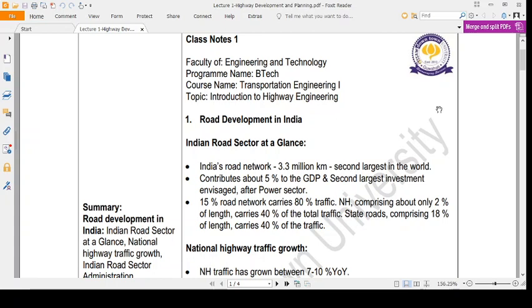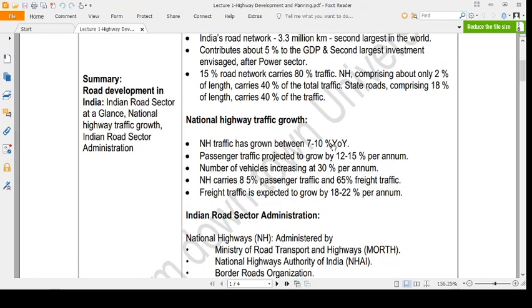India's road network is a total of 3.3 million kilometers and is the second largest in the world. It contributes about 5% to the GDP and is the second largest investment after the power sector. National highway traffic has a growth of 7 to 10% year to year. Passenger traffic is projected to grow by 12 to 15% per annum, and the number of vehicles is increasing at 30% per annum. The national highway carries 85% of passenger traffic and 65% of freight traffic.